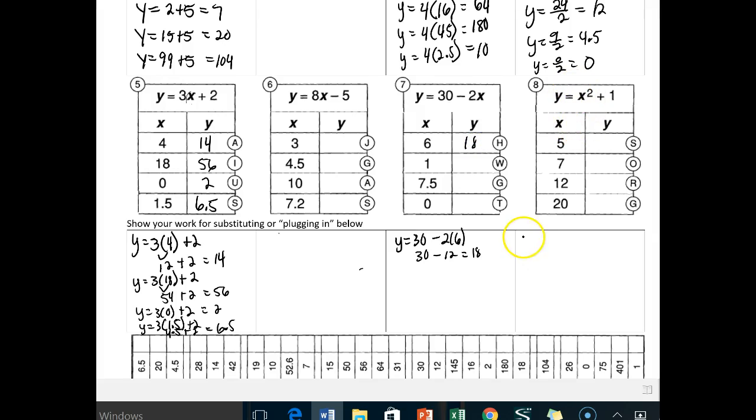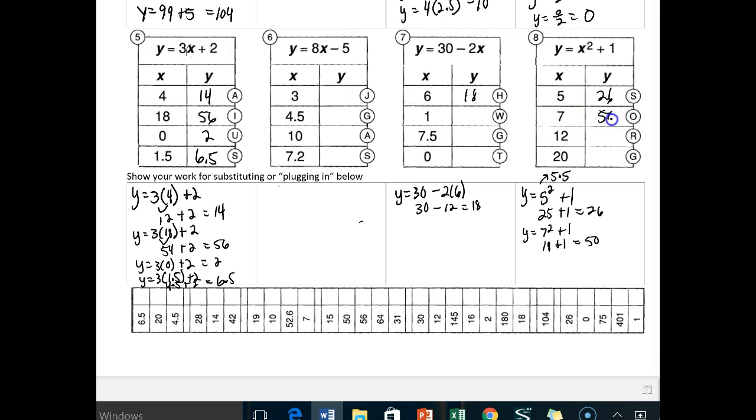Then I'm going to help you out with number 8 here. Y is equal to, this says 5 squared. 5 squared is interesting. We haven't talked exponents yet, but this means 5 times 5, not 5 times 2. So that's 25 plus 1 is equal to 26. That's what an exponent is. An exponent says take that number and multiply it by itself. So I'll do one more with you. Y is equal to 7 squared plus 1. 7 squared is really 7 times 7, which is 49 plus 1 equals 50. 12 squared, 20 squared, I'll let you guys take care of those. So make sure you finish those off. Anything I have not done, you need to do and show work like I've shown work.